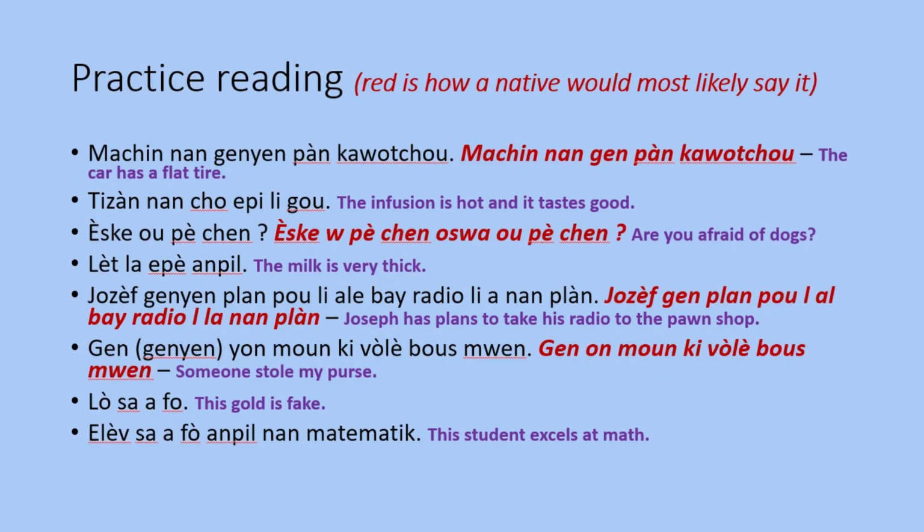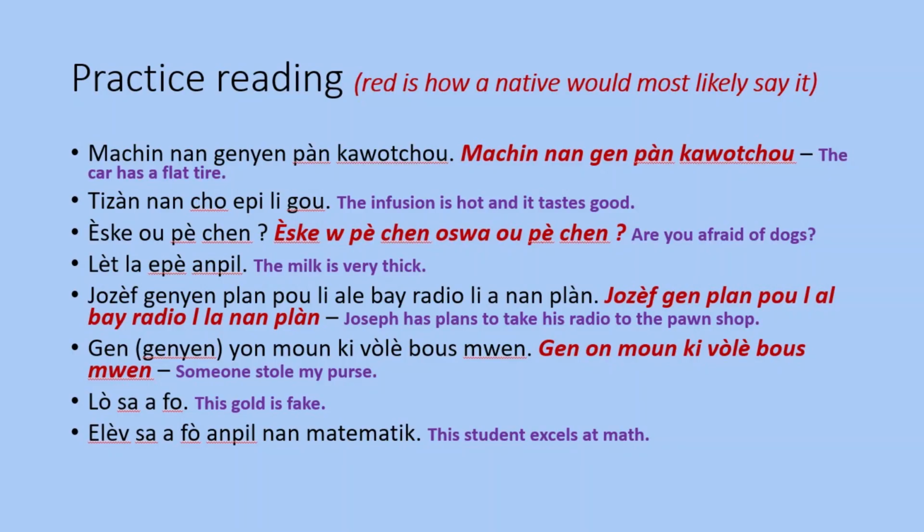Watch this one. So here you have "machine na genye pan caoutchouc," right? The car has a flat tire. I'm a native. I don't have time to say "genye." That's too long for me. I'm going to say "gen." Gen is short for genye, okay? "Machine na gen pan caoutchouc." Done. And I'm going to say it very quickly. "Machine na gen pan caoutchouc."